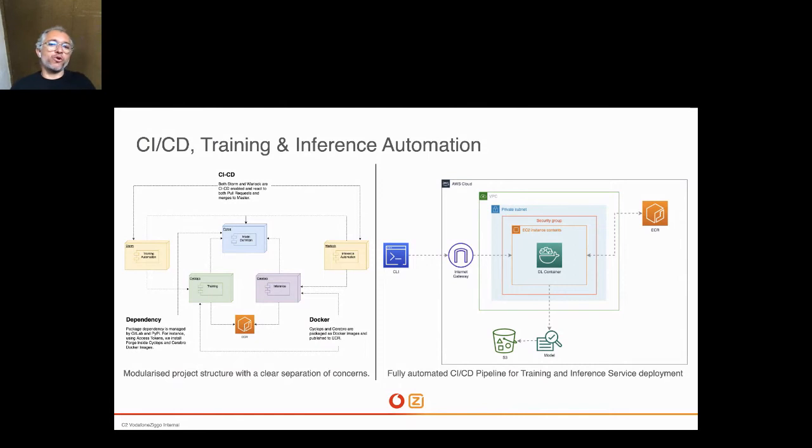We have Storm, which is yellow to the left. That's where our training automation is. We have Warlock, which is yellow to the right, and that's where our inference automation is. Underneath we have Cyclops for training and Cerebro for inference. These are all code names we picked for our projects. And this whole stack on GitLab is automated with CI/CD in place.